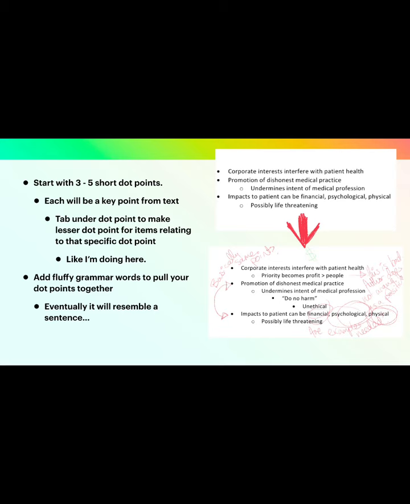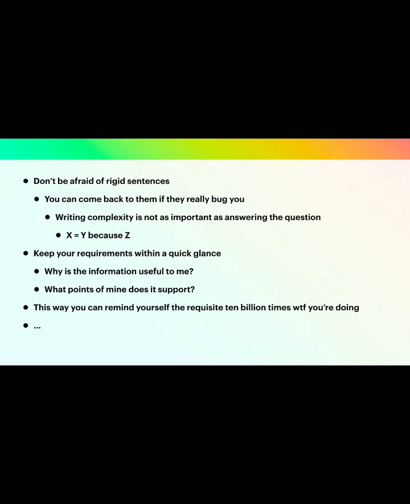Start with 3 to 5 dot points. Each of these is going to be a key point from the text that you're writing about, and tab under each dot point to make lesser dot point tabs for items relating to that dot point, as you can see I'm doing in the slides. Eventually we're going to add fluffy grammar words to make it resemble a sentence, and as you can see I sort of scribble on my dot points as well, just to really push out what it is that I have in my head. Sometimes I find that working within the confines of a structured page just does not work for me.